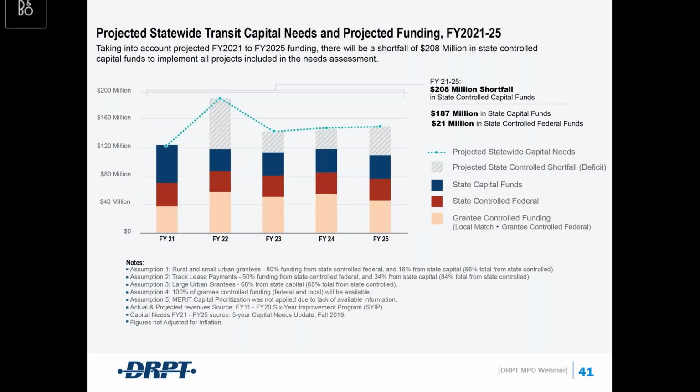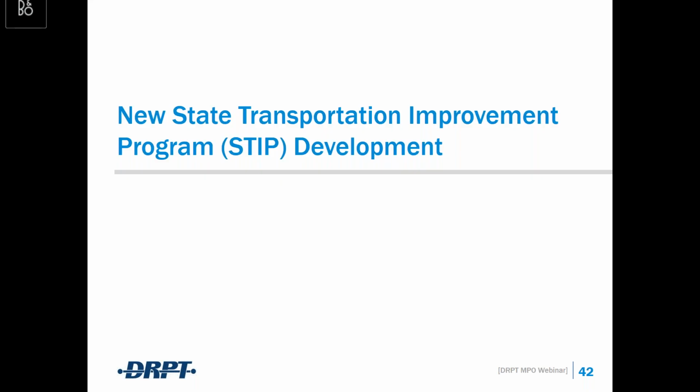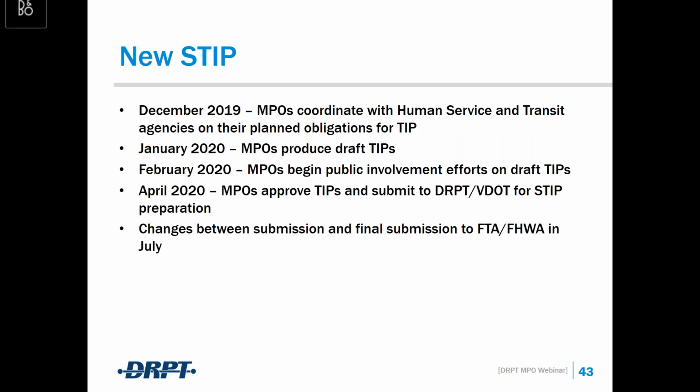And to make up for that shortfall, we are planning on going to the legislature this coming year to propose an additional $42 million in capital funding each fiscal year for the next 5 years. And I believe that's all we have on this. So I can turn it over to Marie, who will walk you through the new State Transportation Improvement Program.